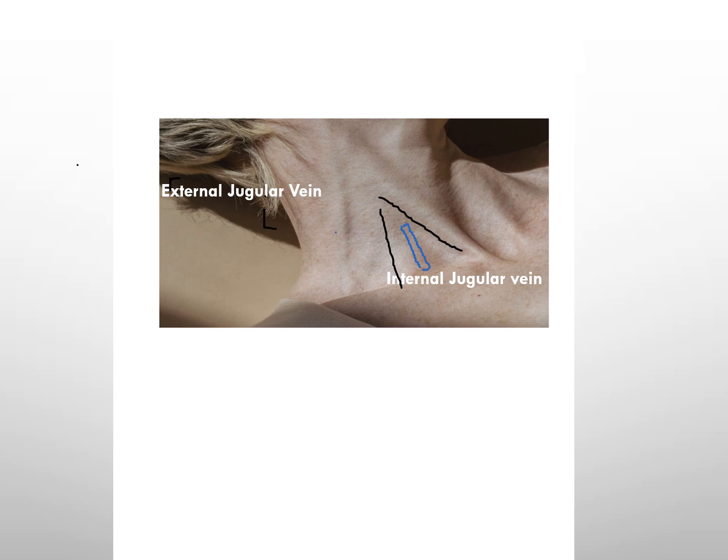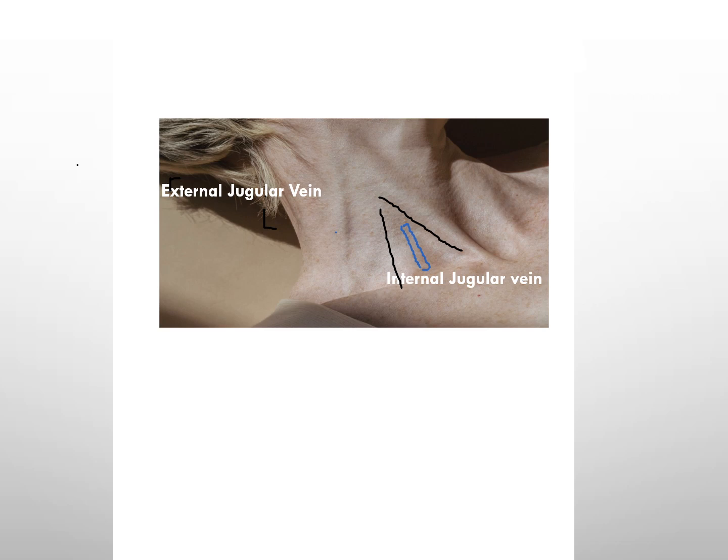Jugular venous pressure is the measurement of the pressure in the internal jugular vein, which is located in the neck. It provides valuable information about the status of the right atrium and can be used to evaluate the fluid status and pressure in the central venous system.